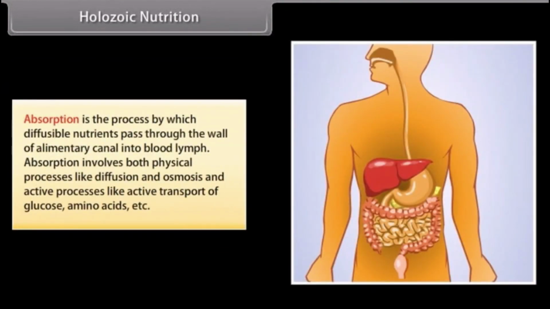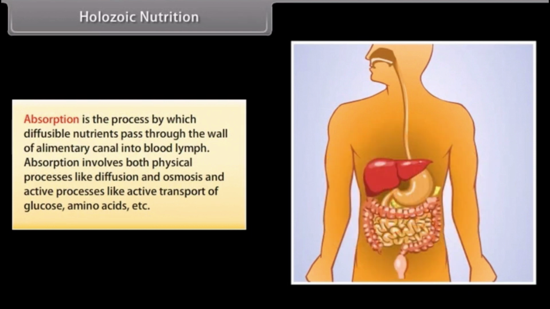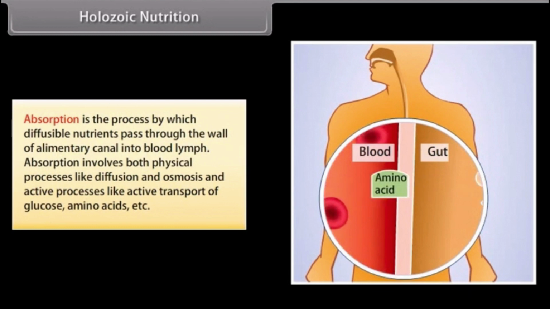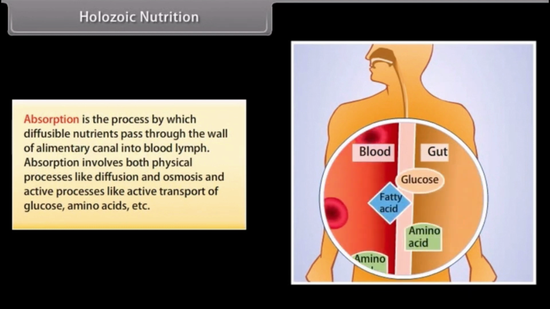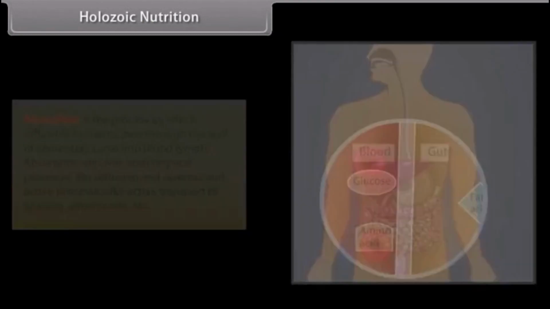Absorption is the process by which diffusible nutrients pass through the wall of the alimentary canal into blood-lymph. Absorption involves both physical processes like diffusion and osmosis and active processes like active transport of glucose, amino acids, etc.